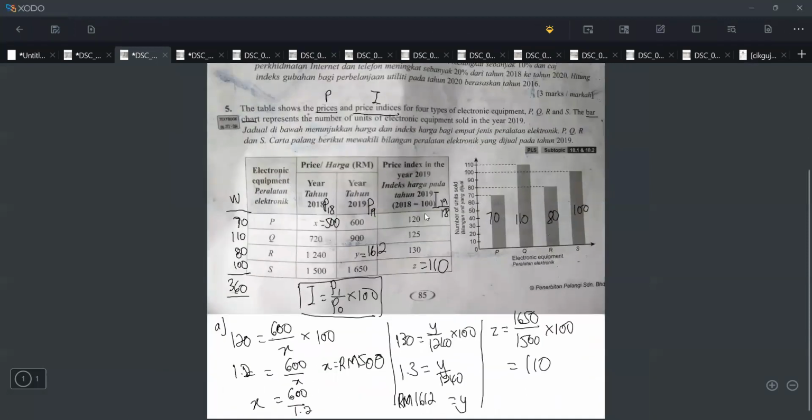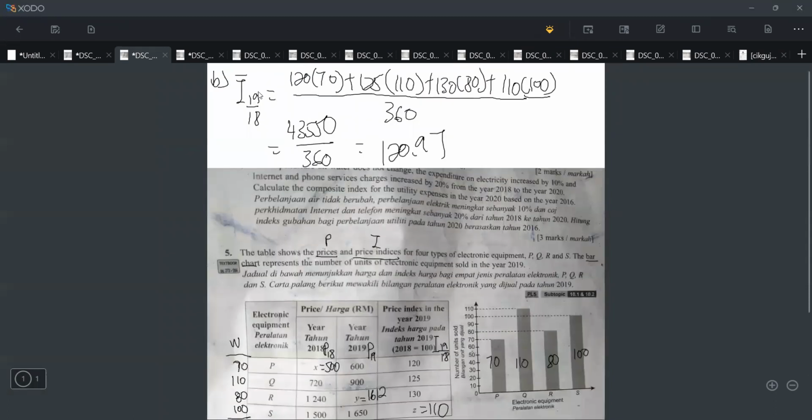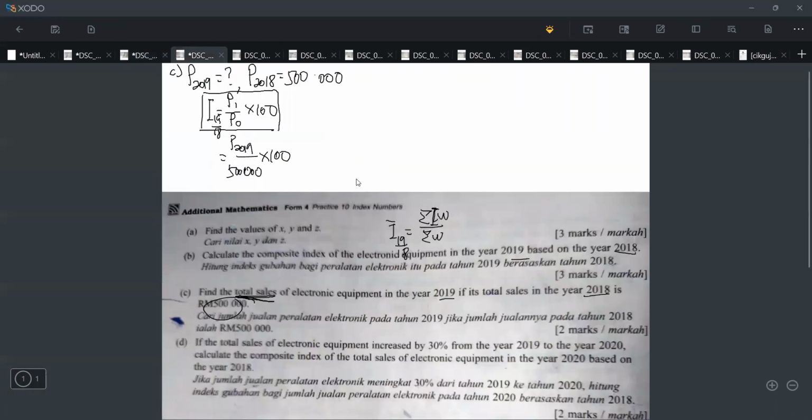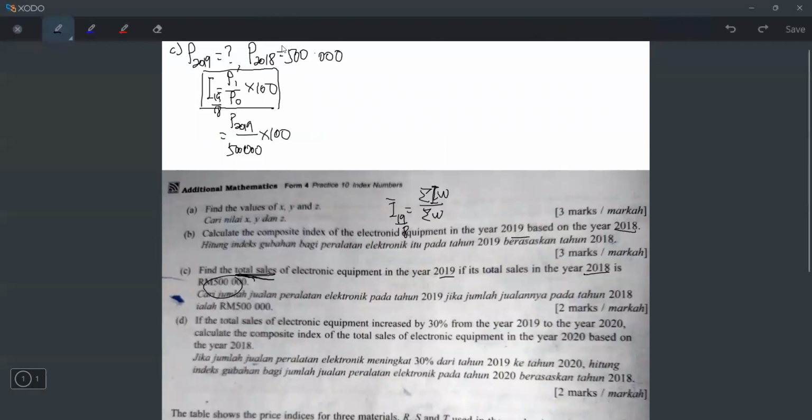Means I have to take the average, the whole composite. Yeah, the average, the composite index, which is the B answer. Am I right? 120.97, can you see it? So what will I put here? 120.97. I'll write 120.97.